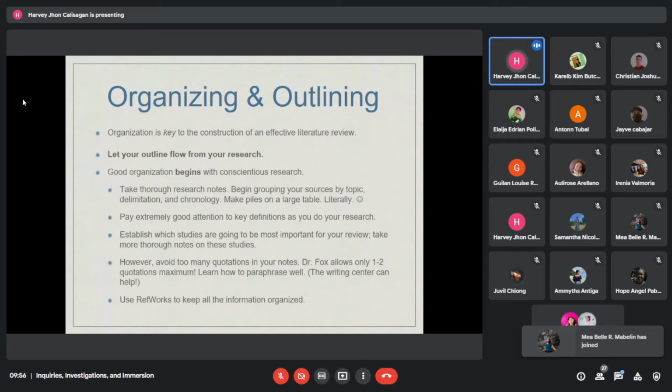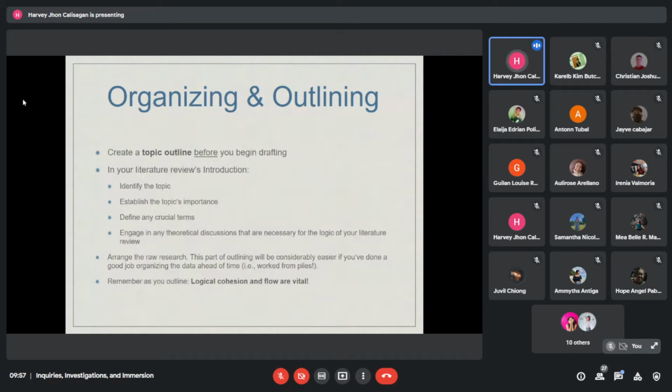Okay, you have to do some readings. You can have a basket of ideas, but you have to make sure that one of it is very ripe. Like the saying goes, if one of them is rotten, all the rest will spoil. Okay. Create a topic outline before you begin the drafting.